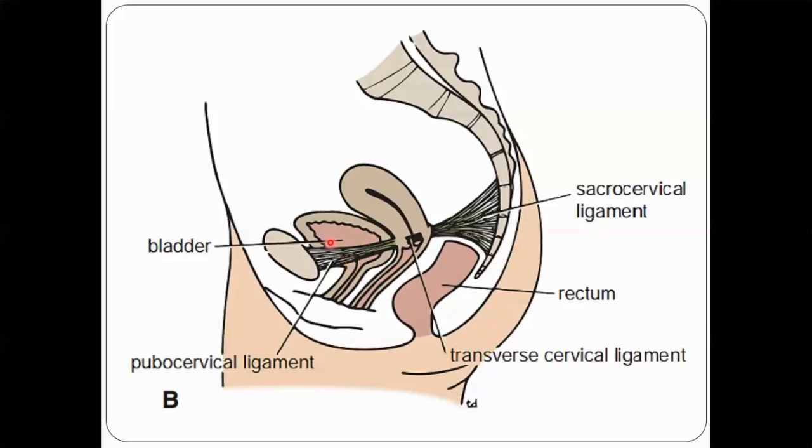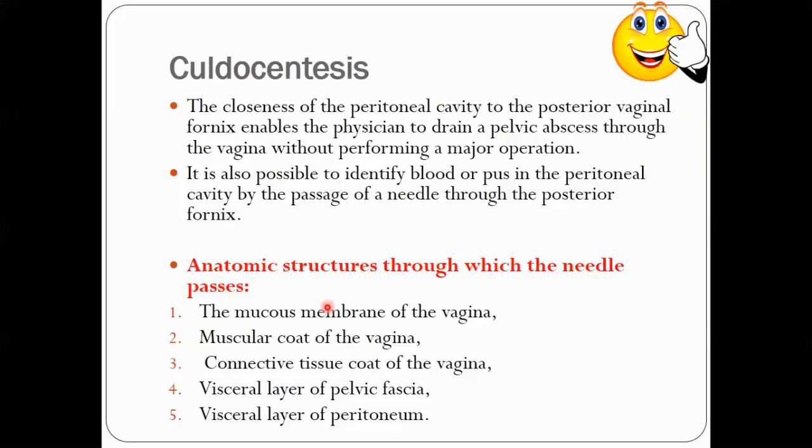If the urinary bladder sags, meaning it becomes lax or prolapses, into the anterior wall of the vagina, it is called cystocele, and if the rectum sags into the posterior wall of the vagina, it is called rectocele. Culdocentesis means that I perform drainage of fluid accumulated within the cul-de-sac.